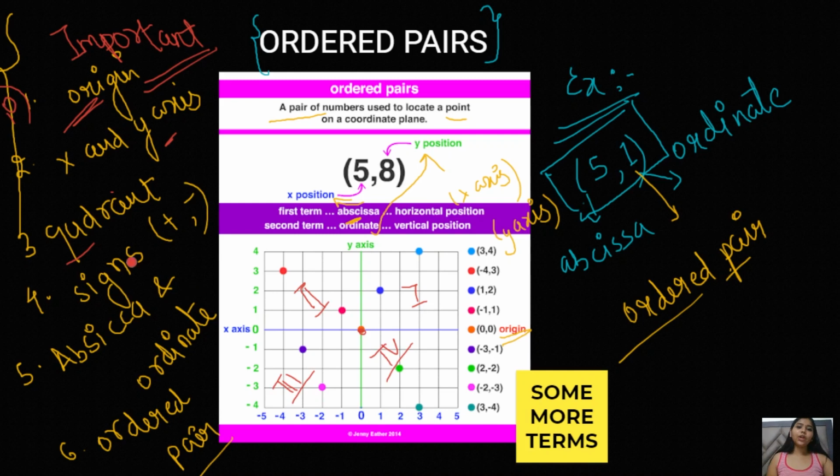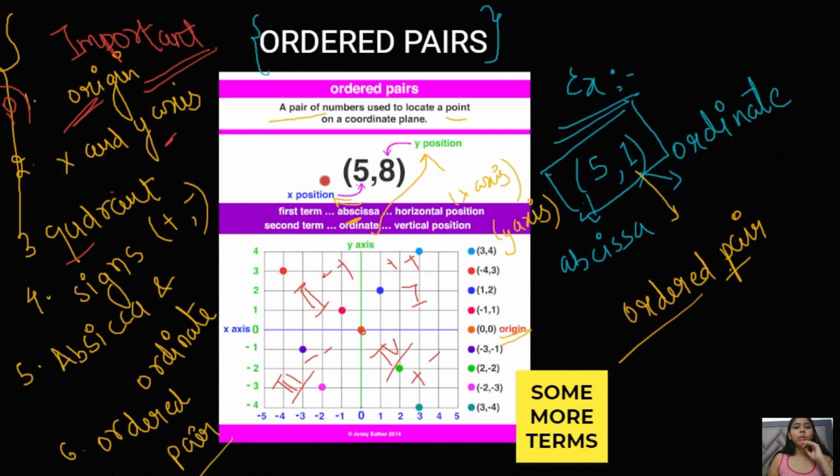Now what are the signs? In the first quadrant, positive positive; in the second quadrant, negative positive; in the third quadrant, negative negative; in the fourth quadrant, positive negative. Then abscissa and ordinate: the x coordinate is known as the abscissa and the y coordinate is known as the ordinate. We always have to put the abscissa first, followed by the ordinate term.